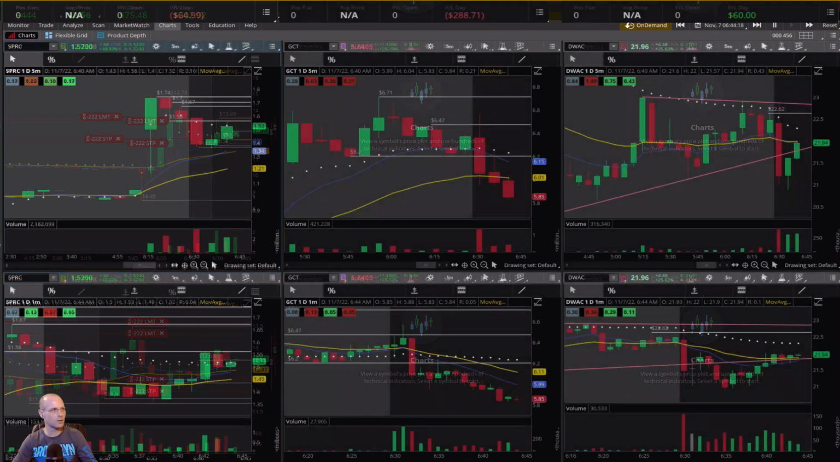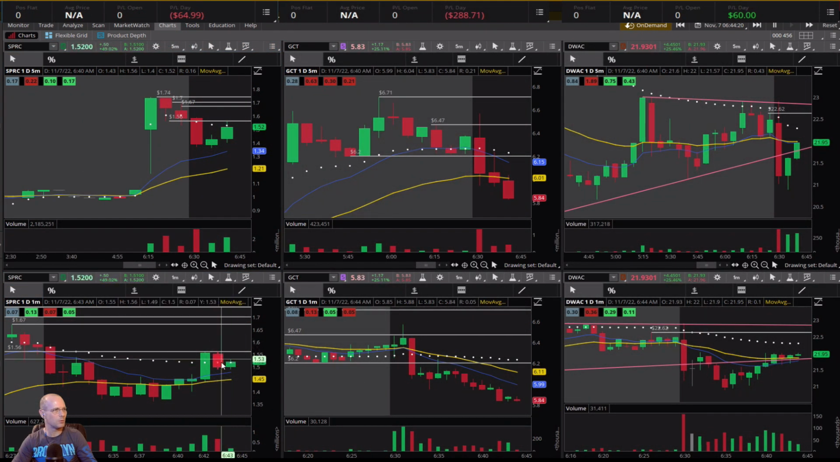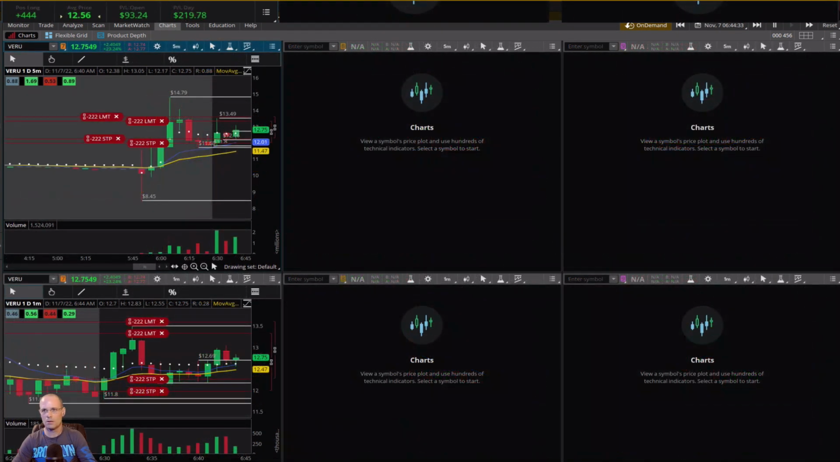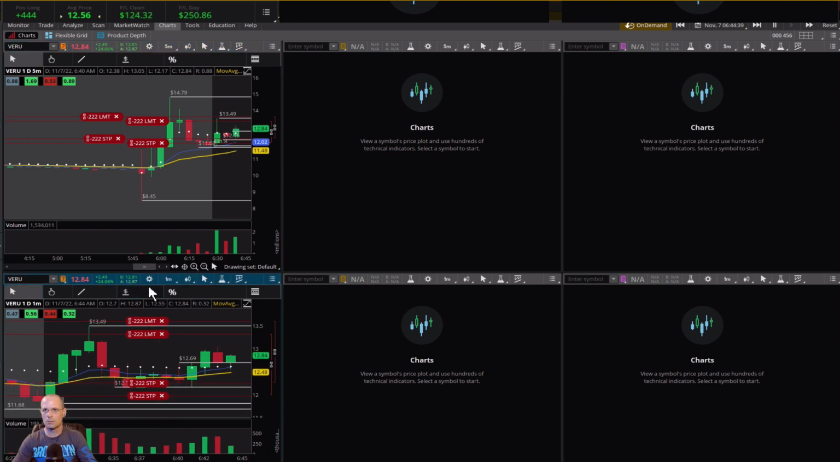Yeah, I was in a trade over here on SPRC. I bought this pullback, but it came back against me a little too far than I wanted, so I sold it and took a loss on it. High of day here is 1305.